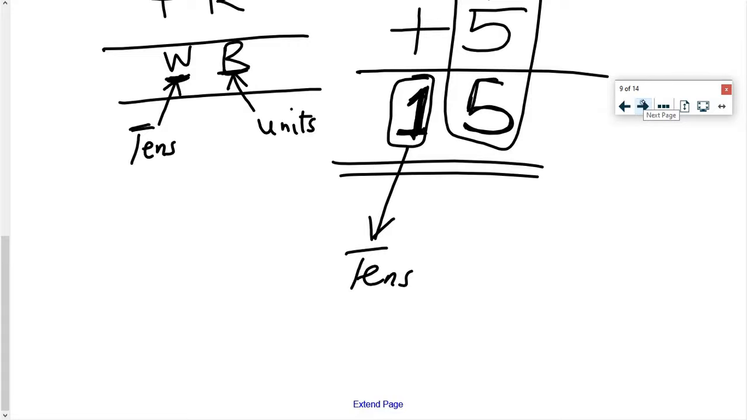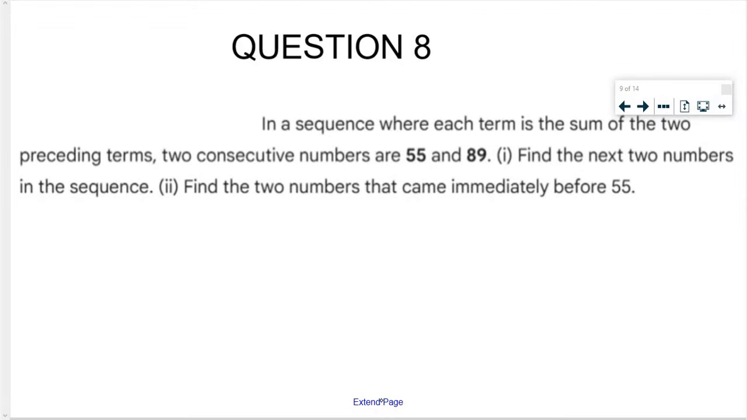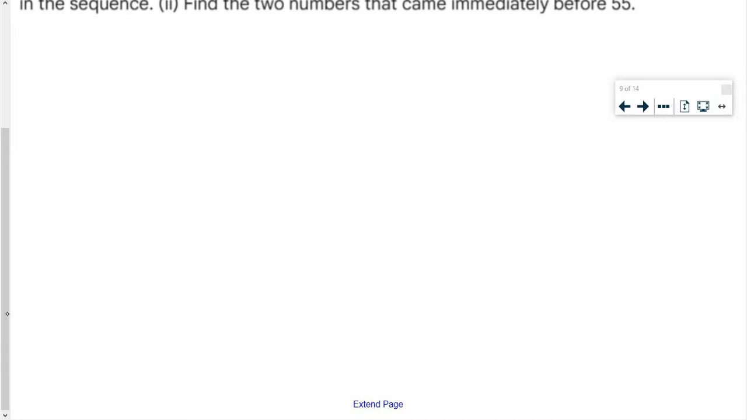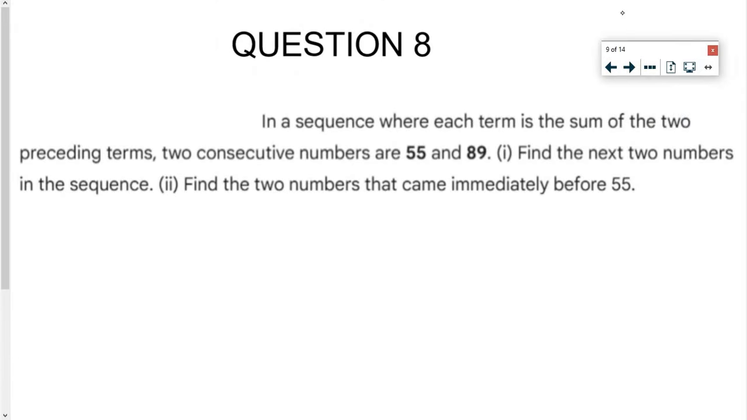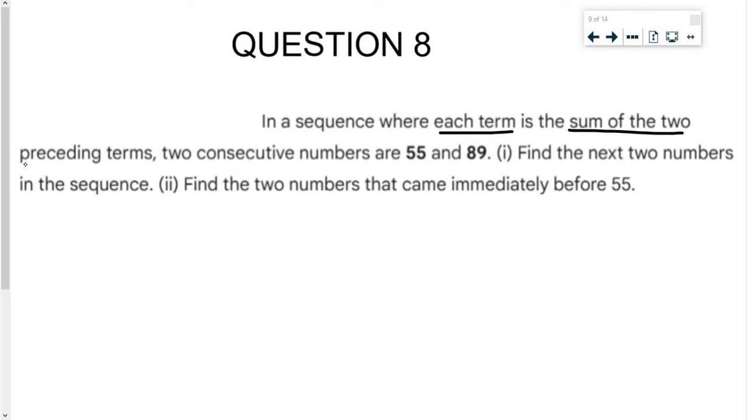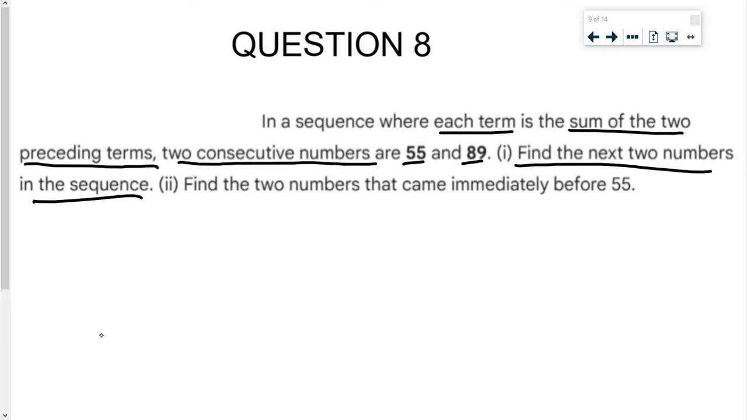Now, the next question. Question 8. In a sequence where each term is the sum of the two preceding terms, two consecutive numbers are 55 and 89. Can you find the next two numbers in the sequence? Can you also find the two numbers that came immediately before 55?